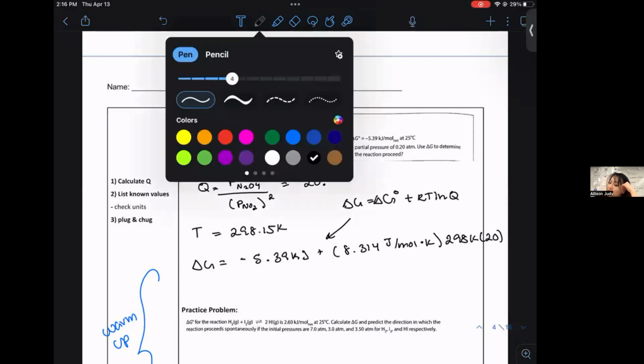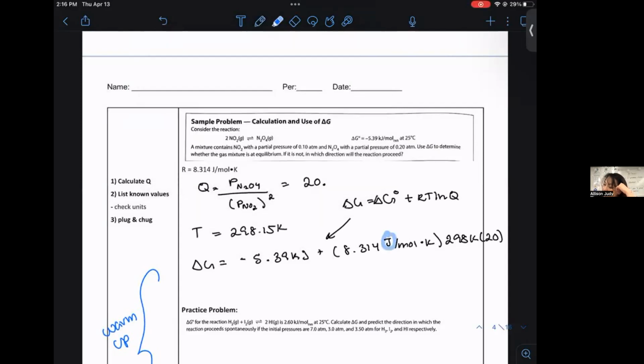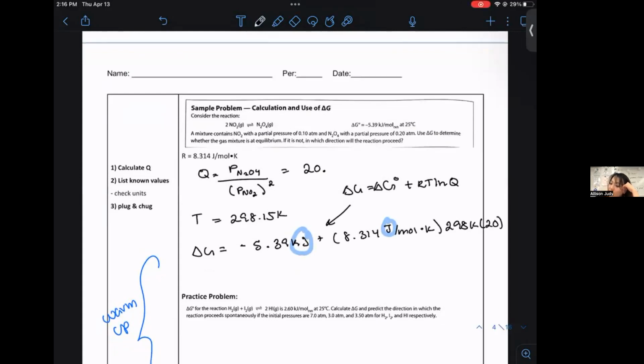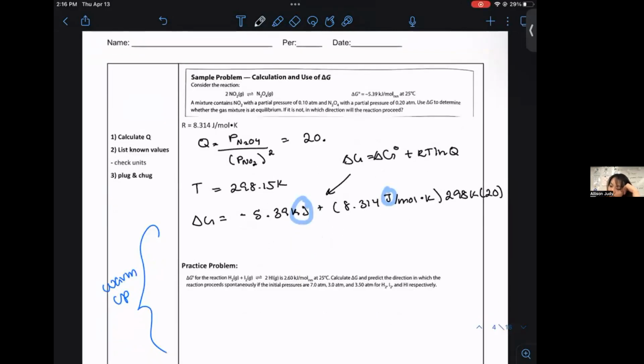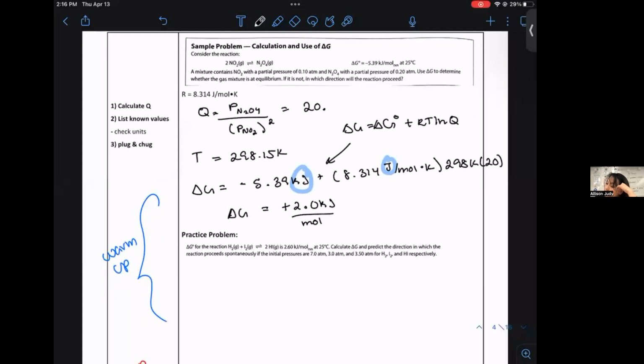And of course, when you're doing this, keep in mind that your units are different for this part. So just keep in mind when you add them together that you have different units. So you would eventually convert. And then you would get that G under non-standard state conditions, not at equilibrium, is equal to positive 2.0 kilojoules per mole. And that would mean that your reverse is more favorable. Wherever you're currently at in your reaction, you're going to see a shift backwards to reach equilibrium.